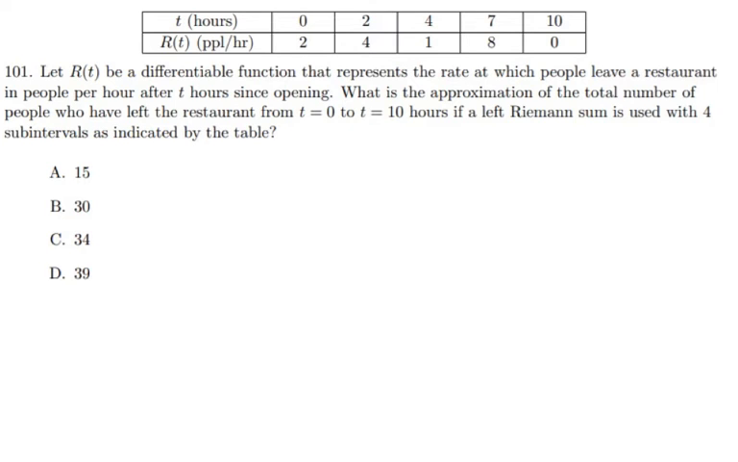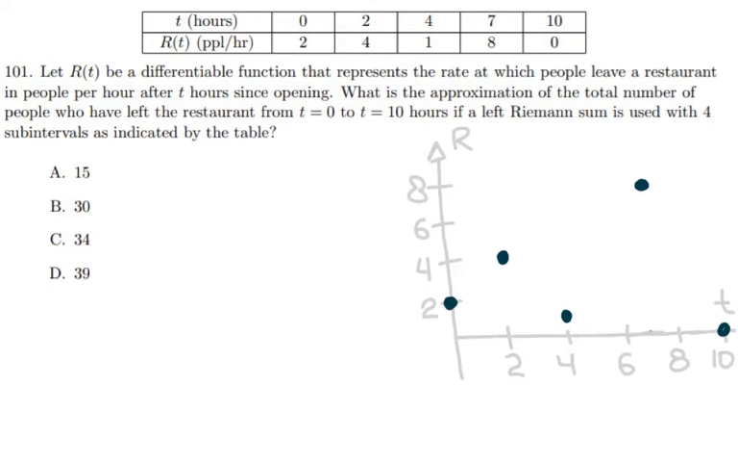You don't have to do the graph, but I'm just going to plot the points to see what's happening and use it for explanation as well. So here I have the points: when t is 0, the function value is 2, then 2, 4, 4, 1, 7, 8, and 10, 0. Then I'm going to connect this graph of the function. It doesn't have to be exactly the same, but if it is something like this, then they say to use a Riemann sum.